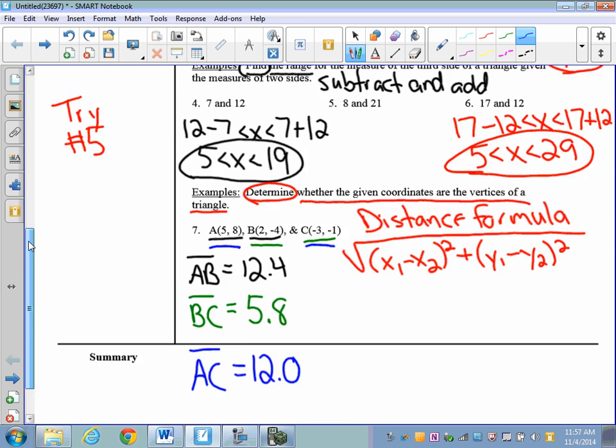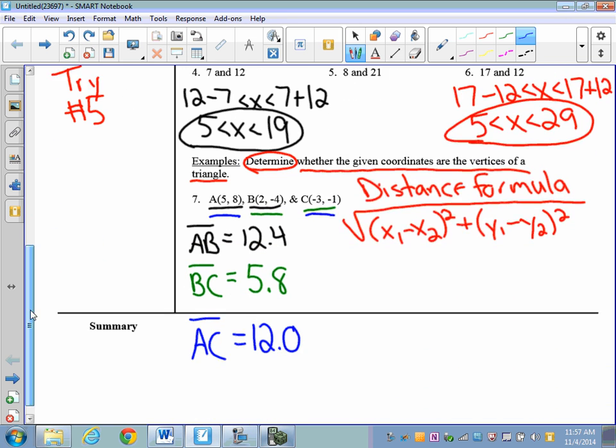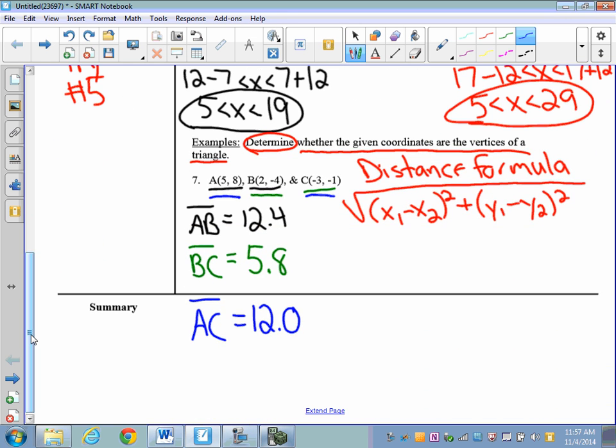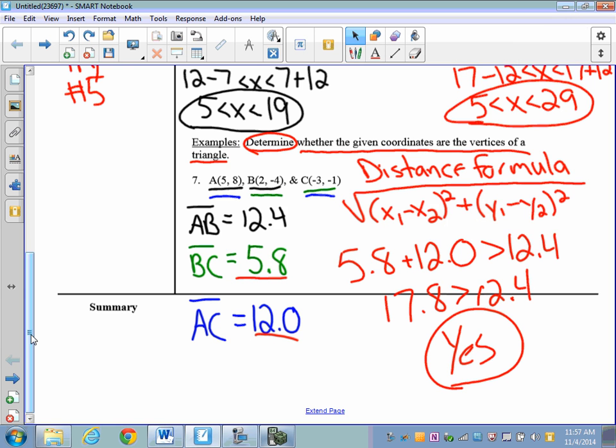So now I have 3 lengths. This is almost exactly the same as this problem here. Could that make a triangle? We have to add the 2 smallest sides. The 2 smallest sides are 5.8 and 12.0. So does 5.8 plus 12.0, is that greater than 12.4? The answer is yes. So these coordinates could make up the lengths of a triangle.